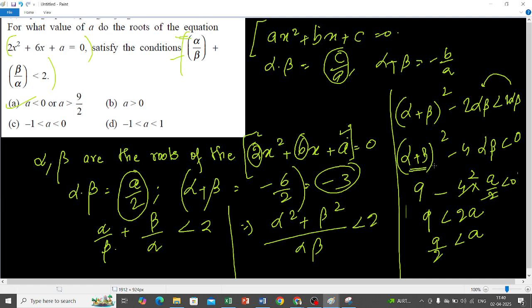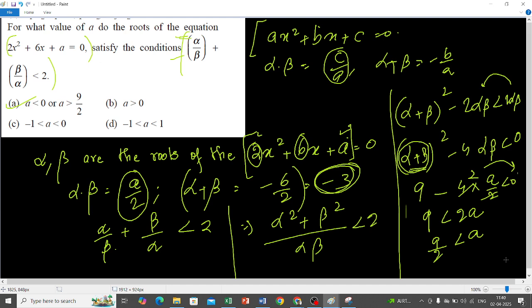What is alpha plus beta? The value of alpha plus beta is minus 3. Okay, so minus 3 square is 9. Minus 4 into alpha into beta is what? A by 2. Okay, less than 0. So 9 is less than, so this 2a goes that side, it becomes 2a. 9 by 2 is less than a. Do you understand?